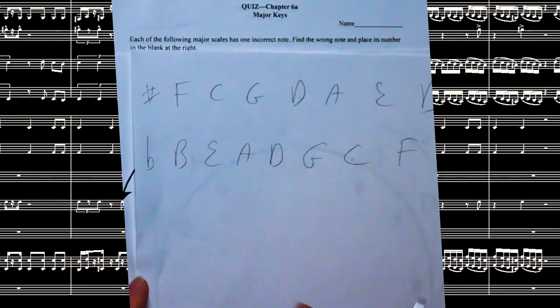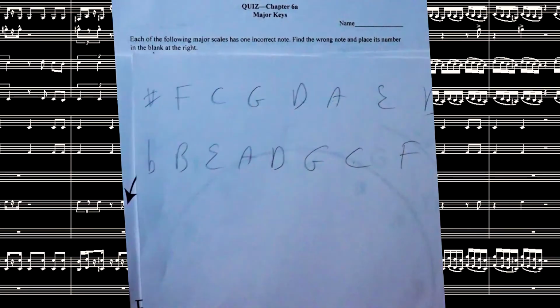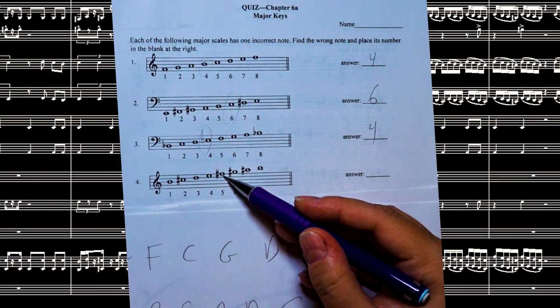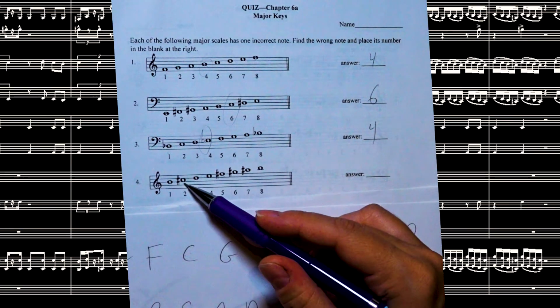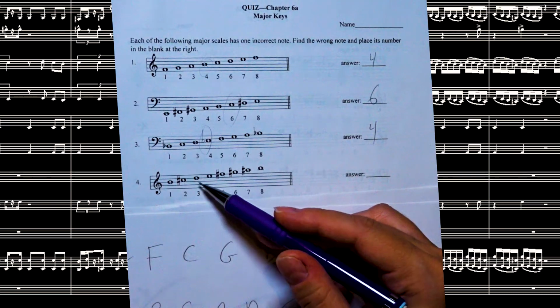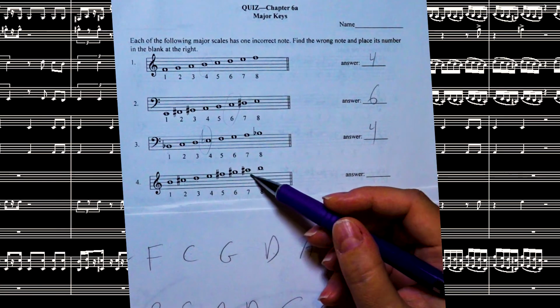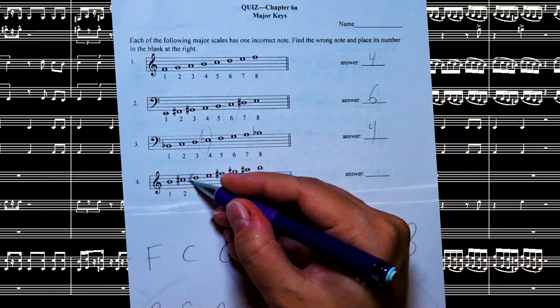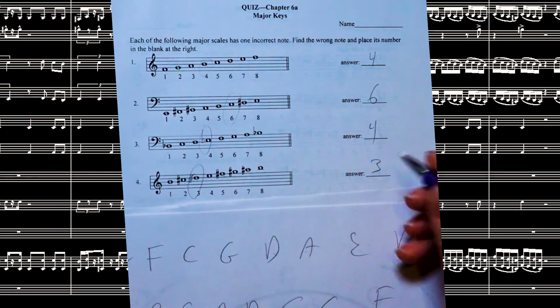5 sharps are F, C, G, D, and A. So we have an F, G, C. There's no D. There's an A. It's supposed to be a D sharp in there. So that's the wrong one.